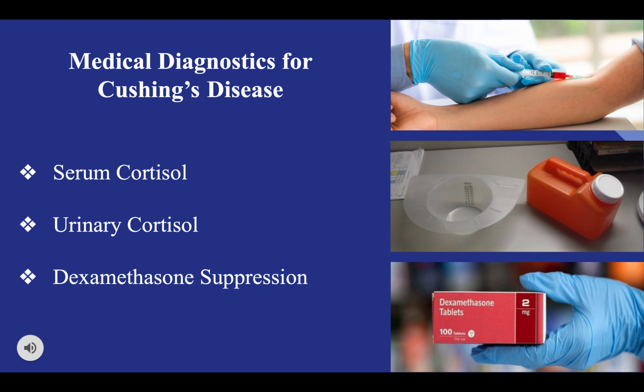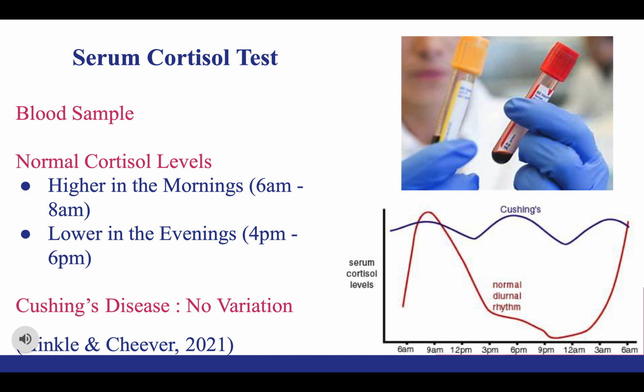further testing is recommended. The first test is the serum cortisol levels, which is done by taking a blood sample in the morning and the evening. Normal cortisol levels are usually higher in the early morning and lower in the evening. This variation is lost in patients with Cushing syndrome.